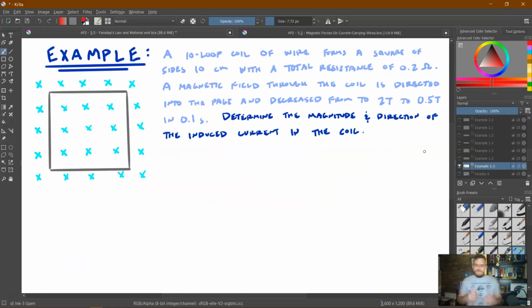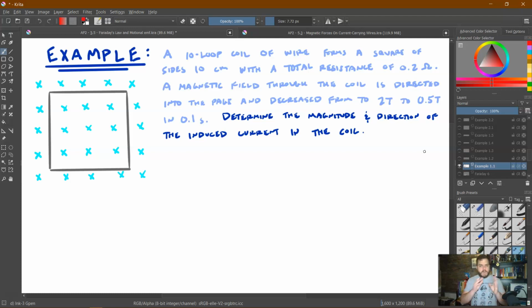So let's go through an example just to see how this works. Let's say we have a 10-loop coil of wire that's in a square shape, as we see here, and every side of the square is 10 centimeters long, and the whole thing has a total resistance of 0.2 ohms. There's a magnetic field going through the coil, directed into your screen, and it gets decreased from 2 Tesla to 0.5 Tesla in 0.1 seconds. So whatever's controlling the magnetic field, we just turn it down this amount in 0.1 seconds. When this happens, we're going to have a changing magnetic flux. So we want to determine the magnitude and direction of the induced current in this coil.